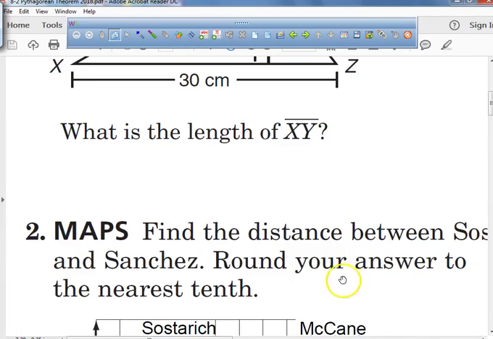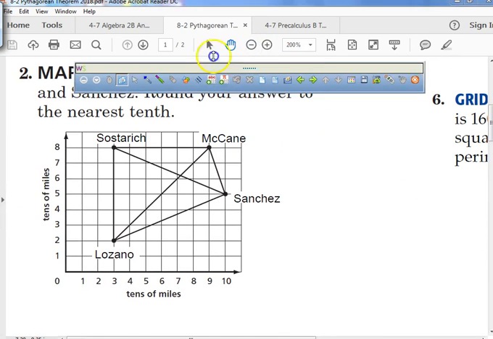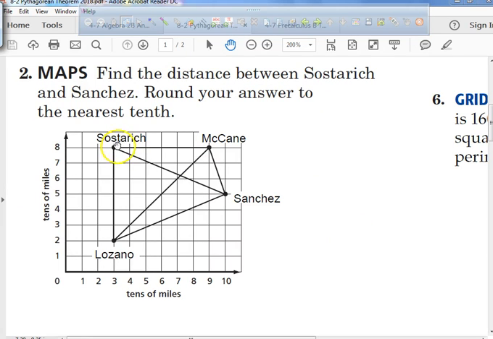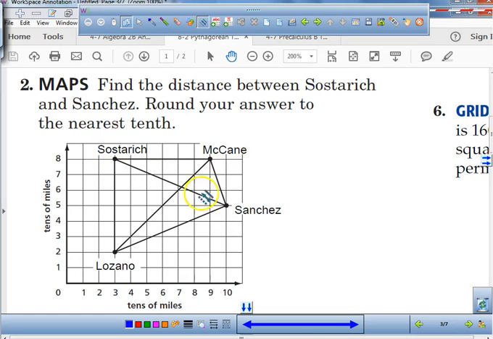All right, one more problem and I'll let you guys go. Right now, it looks like we need to find the distance between Sesterich and Sanchez. Sesterich is right there, Sanchez is right there. We got to find the distance between those individuals. So what I want you to do is create a right triangle and find the distance between Sesterich and Sanchez. Good luck.